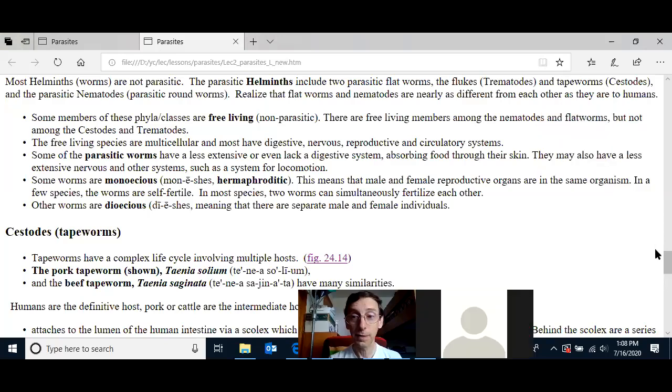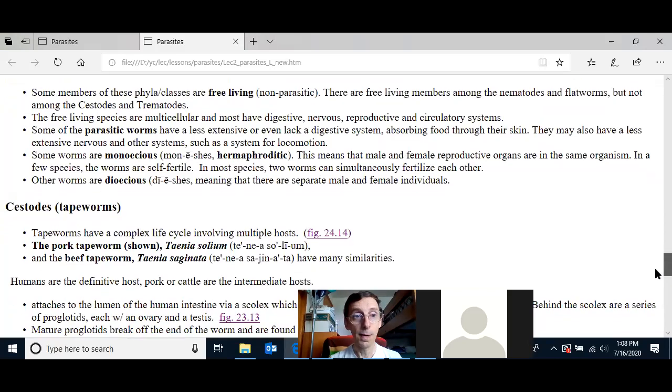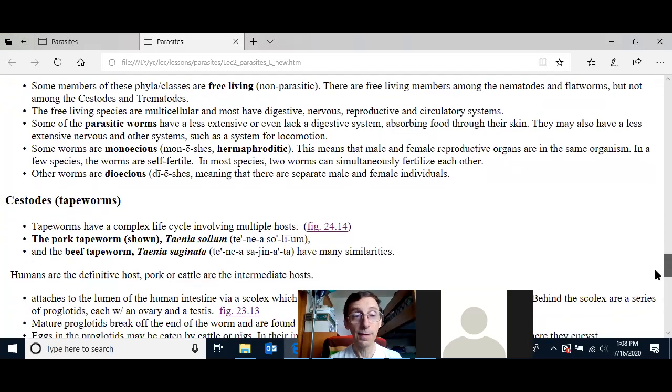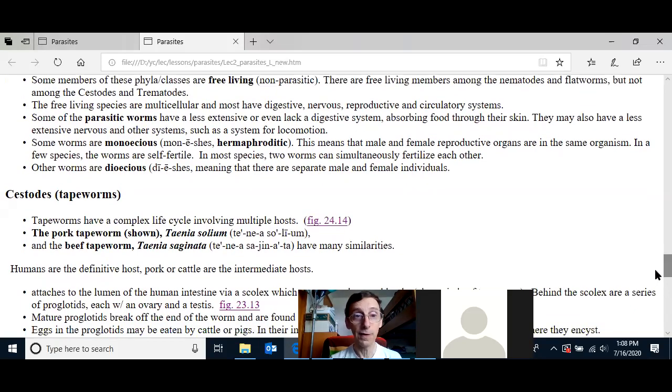Let's put this on the bottom, and then I can see that a little better. Okay, a free-living species, meaning a worm that's free-living, will be multicellular, and they will have organs and glands and tissues for digesting food, for their nervous system, for the reproductive system, and their circulatory system. But the parasitic worms have less extensive or even lack some of their systems, like the digestive system.